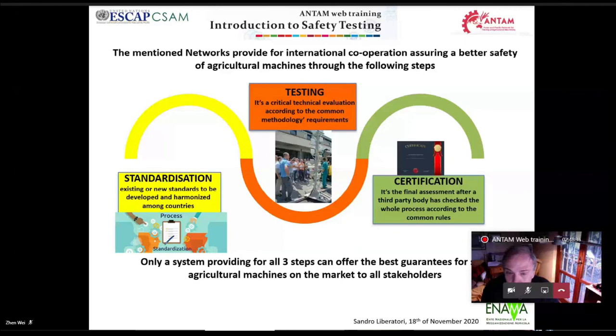And as I said before, the certification is the final assessment. It's made by a third party body, because there should be no interest in the process. It should be a totally independent assessment. And if everything is properly done, the machine can have a certification, and the machine will go on the market with a certification. It means that the machine will have all the safety requirements satisfied. And it means that for governments, it's a way to have high quality machines on the market with a third party assessment. And it means, on the other side, saving a lot of money on the safety issue, on the performance issue, and so on.